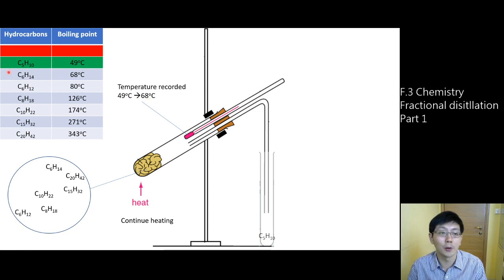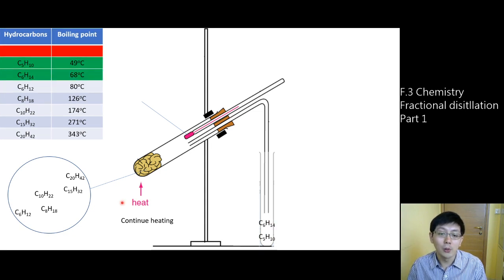Another one, this is your turn, C6H14. It has a boiling point of 68 degrees Celsius. It's your turn to boil. It boils and goes into the test tube here. I should say the same test tube as before. New test tube. So continue the heating.